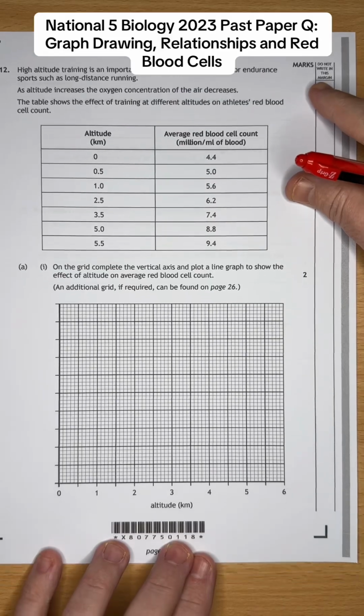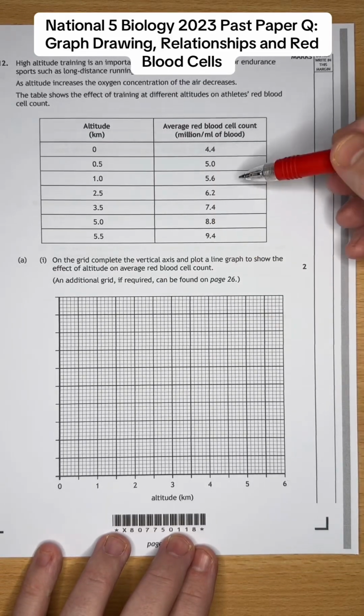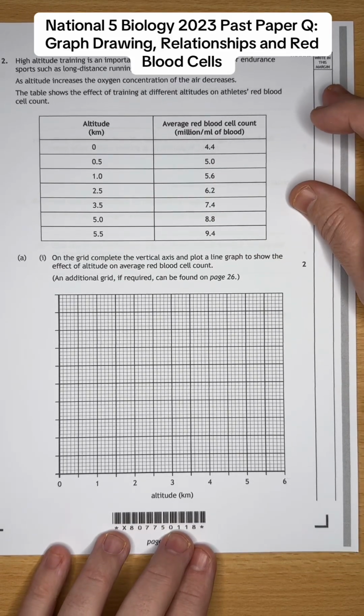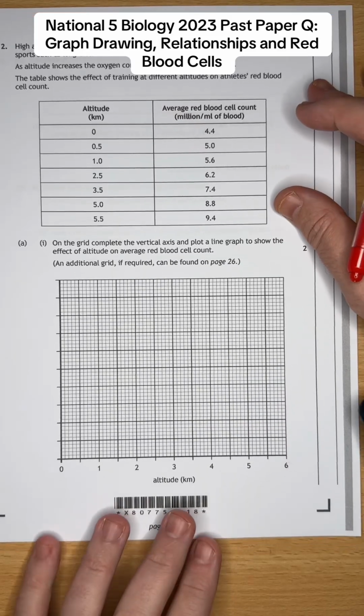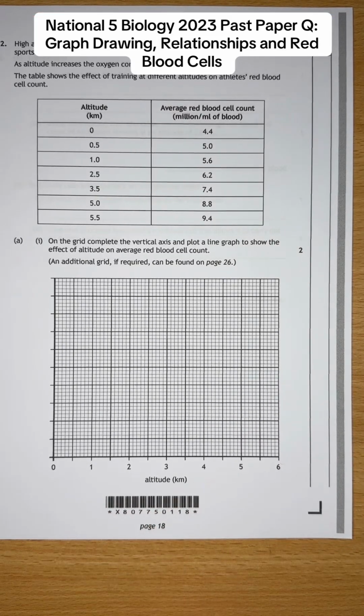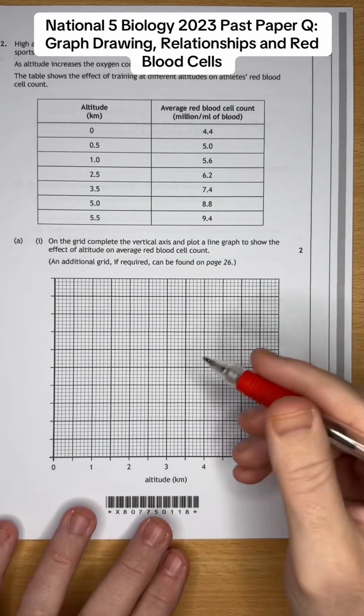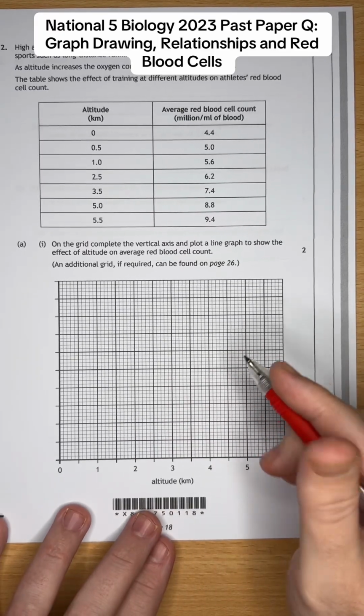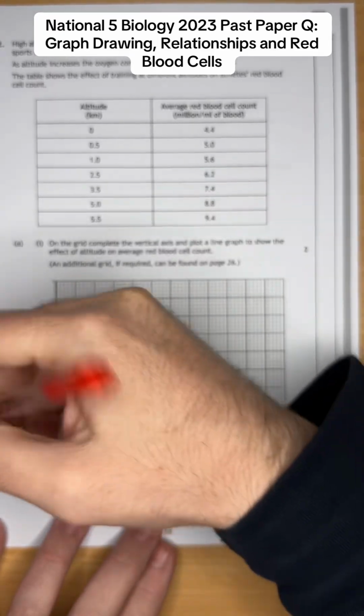Okay, so we've got the different altitudes and we've got the average red blood cell count. What we have to do in this question is, on the grid, complete the vertical axis and plot a line graph to show the effect of altitude on the average red blood cell count. So first things first, we should probably label the axes here, okay?